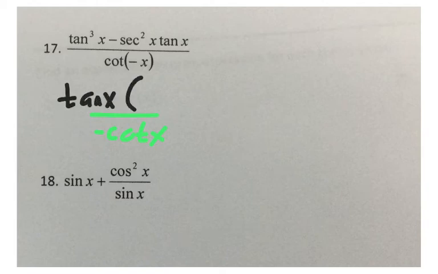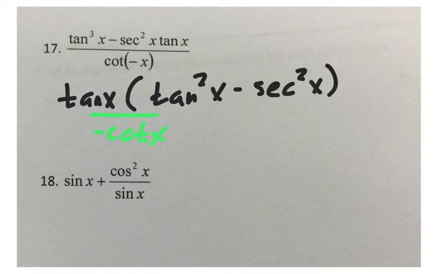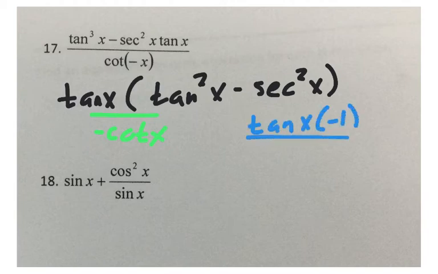Now that tangent cubed will become a tangent squared. And then the second term, I'll have a secant squared. Well, that looks kind of like a Pythagorean identity. Can I make it say tangent squared minus secant squared? I can. The bottom one, if I move the secant squared over. So then what would I get? Tangent squared minus secant squared would be -1. So I could rewrite this as tangent of x times -1 over negative cotangent of x.